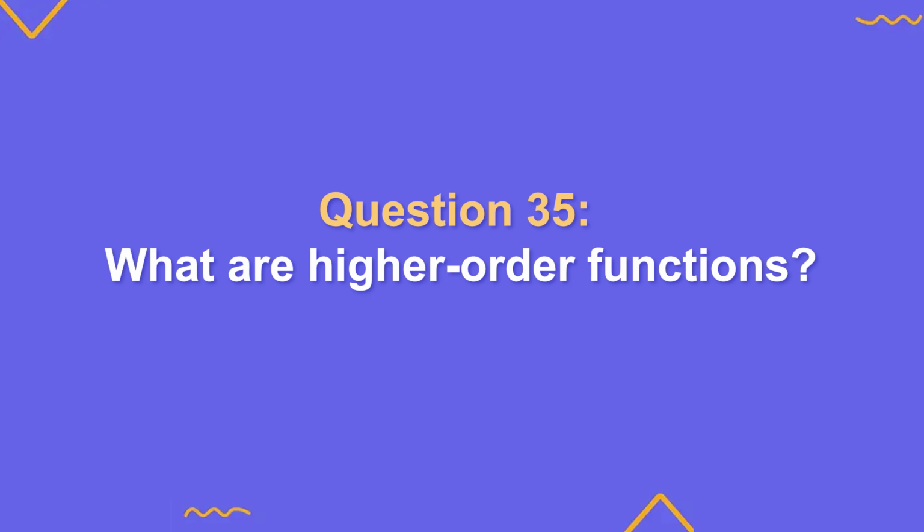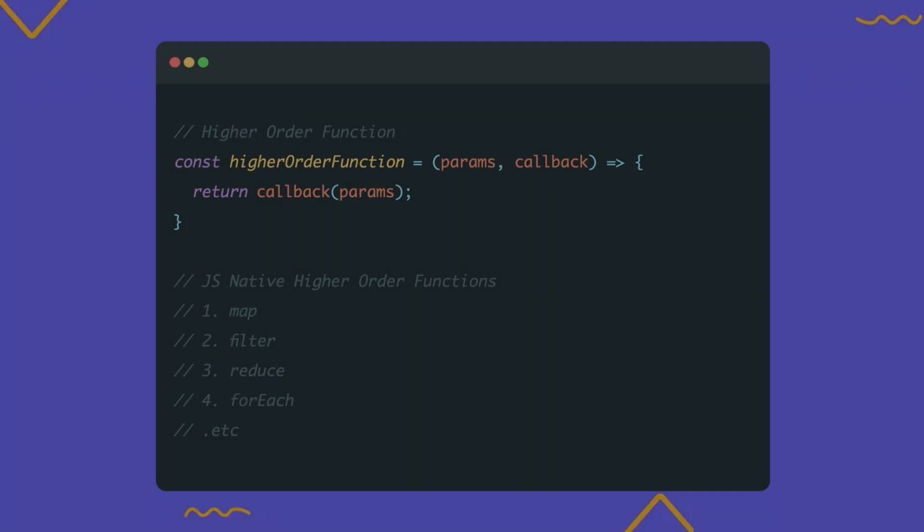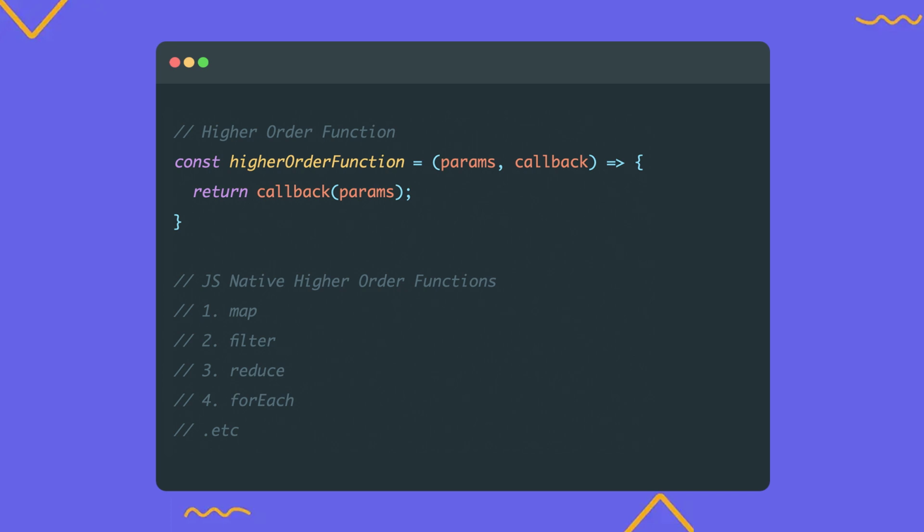What are higher order functions? This question often causes confusion, but it's actually quite simple. Higher order functions are functions that either take another function as an argument or return a function. You can find examples of such functions even in native JavaScript. These include functions like map, forEach, reduce, filter, and others, which take a function as an argument and apply it to each element of an array.